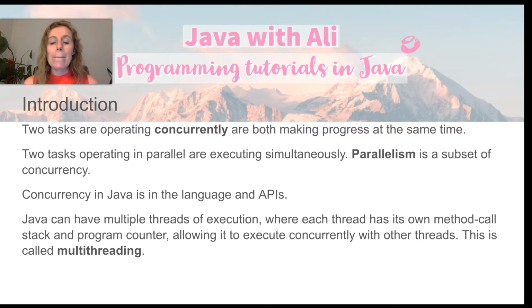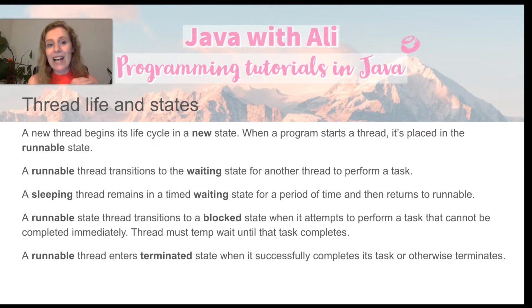Java can have multiple threads of execution where each thread has its own method call stack. If you're unsure about method call stack, it's part of the data structure stacks video that I did, and you can check that out in the data structures playlist. It's quite a funny video actually. It's one of my first ones. And the program counter as well, allowing it to execute concurrently with other threads, and this is called multi-threading.